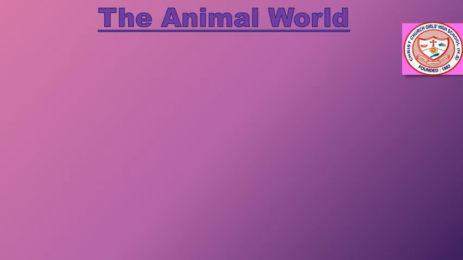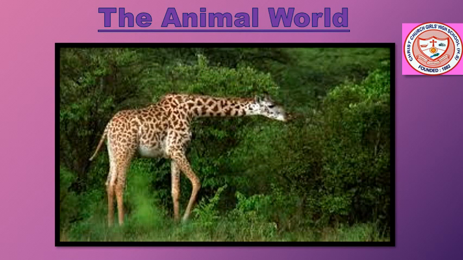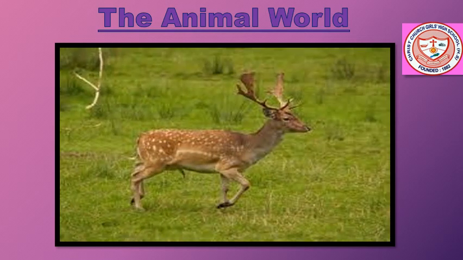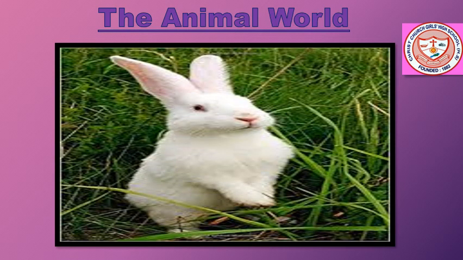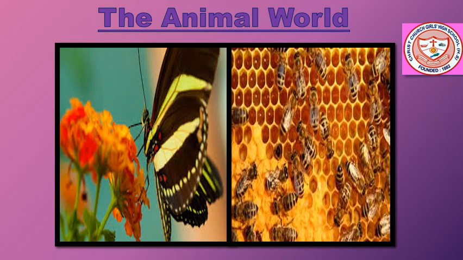Now girls, we see many animals around us. They are of different shapes and sizes. There are some animals like elephants, giraffes. They are very big. Again, we can see some animals like deers, rabbits. They are small animals. And butterflies, bees, these animals are very, very small. So girls, today we are going to revise the different types of animals here. All right?